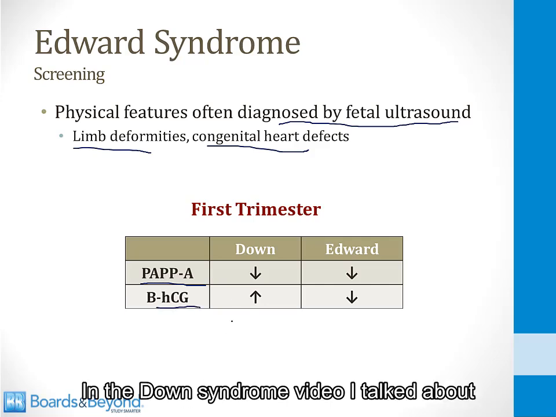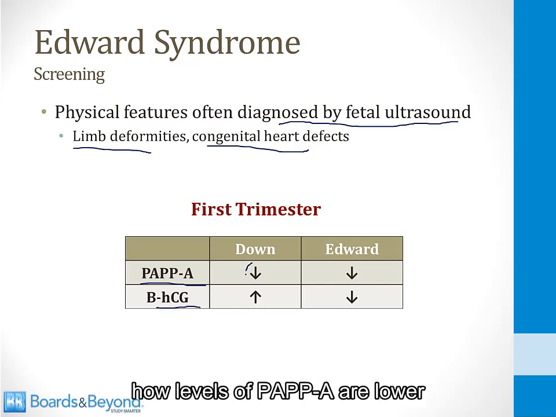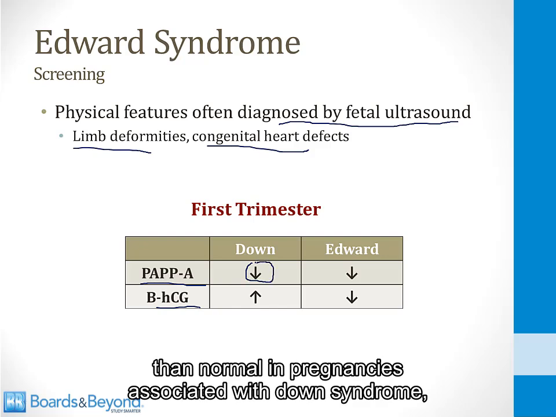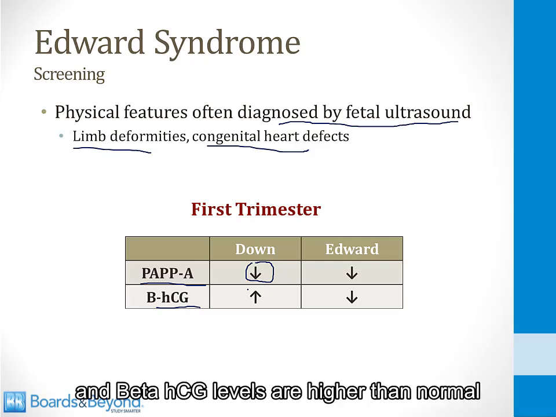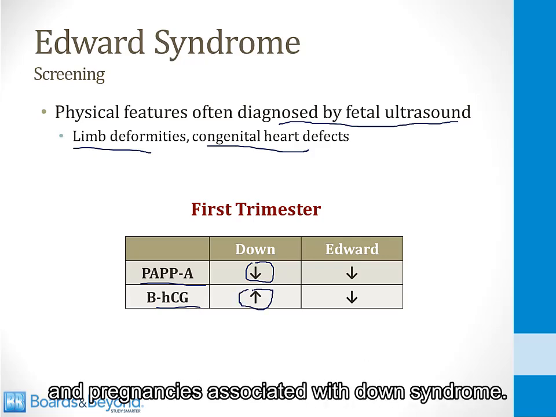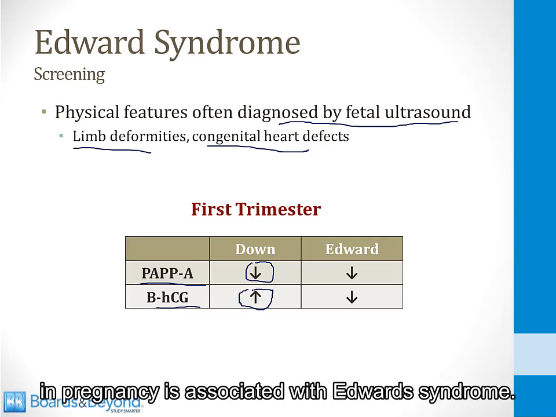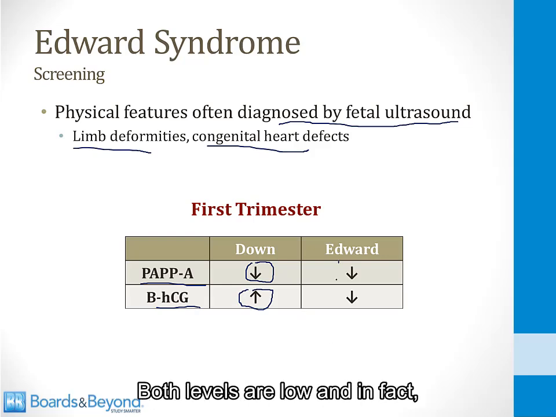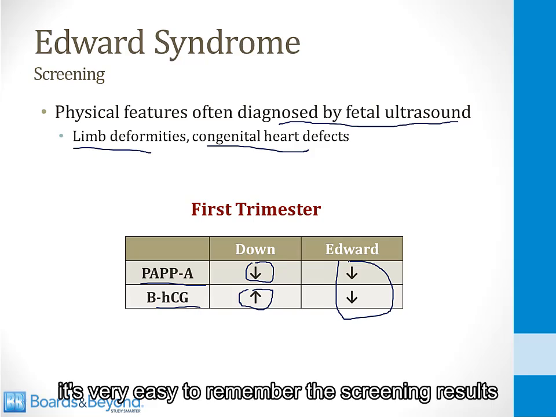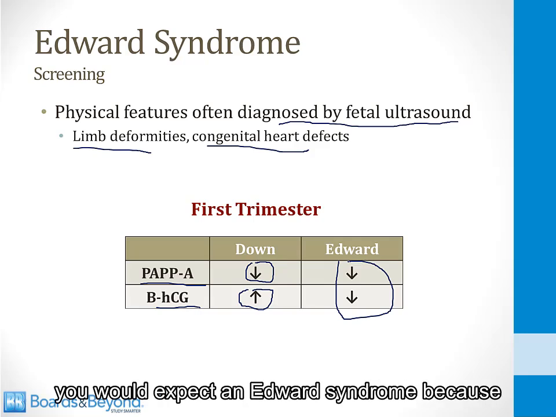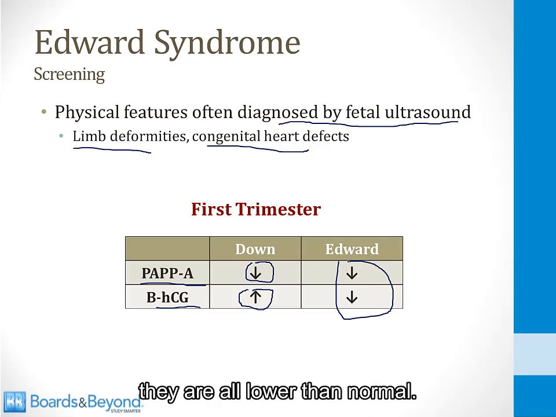In the Down syndrome video, I talked about how levels of PAP-A are lower than normal in pregnancies associated with Down syndrome, and beta-HCG levels are higher than normal in pregnancies associated with Down syndrome. In pregnancies associated with Edwards syndrome, both levels are low, and in fact, it's very easy to remember the screening results you would expect in Edwards syndrome because they are all lower than normal.